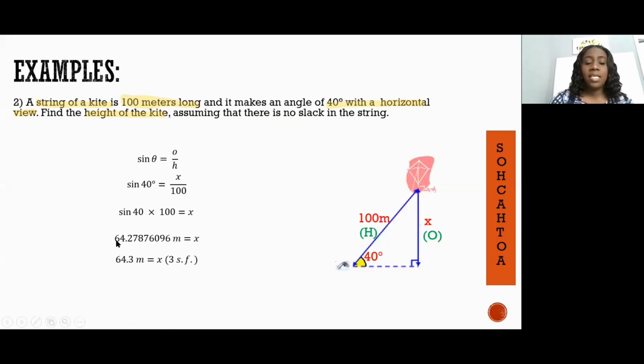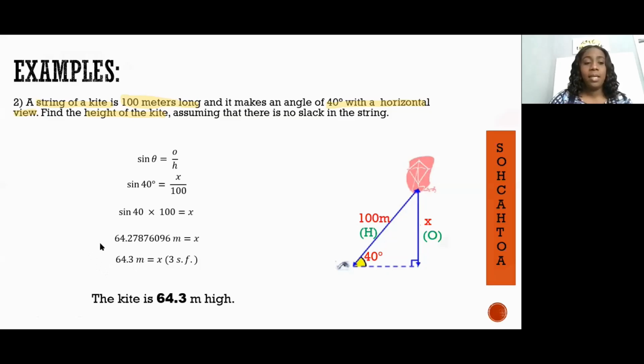We talked about this. A significant figure is any non-zero digit starting at the left. I round all of these differently because I wanted us to just review rounding again. So I rounded to my 3rd significant figure, which is 2. Behind the 2 is a 7, so that means that my 2 turns to a 3. Lastly, I need to answer the question. The kite is 64.3 meters high.